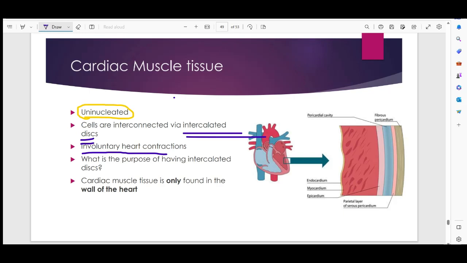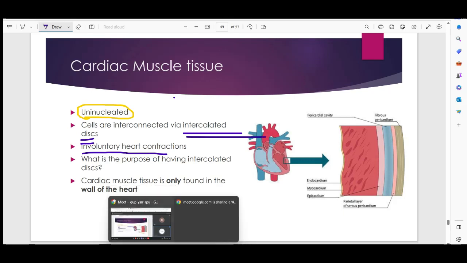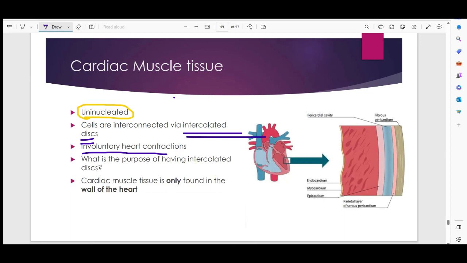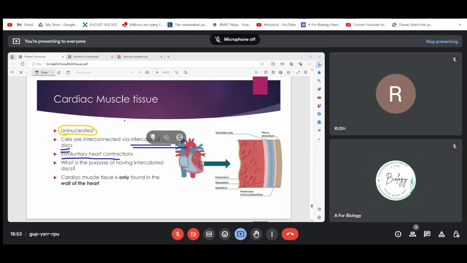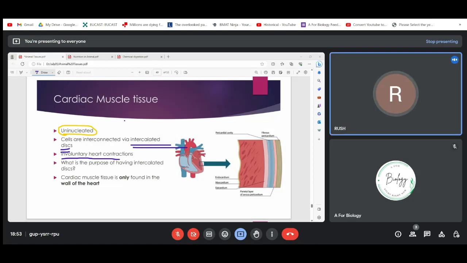I have two questions for you. What is the purpose of having intercalated discs? Can you find the answer from the resource book and tell me why? They help relay signals from cell to cell and synchronize heart contraction.